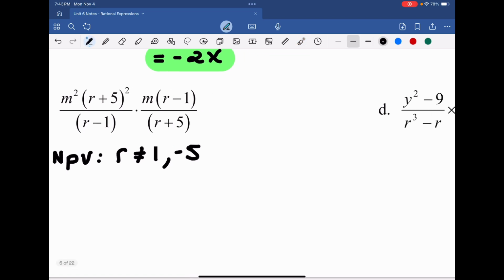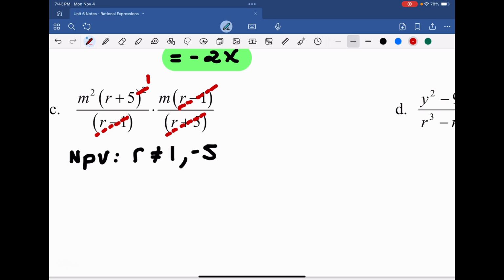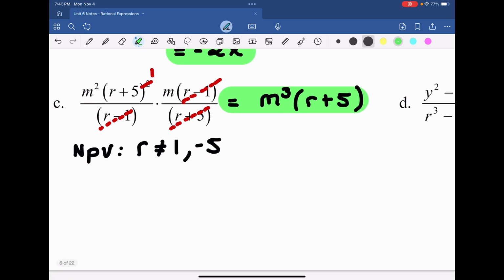Now what we want to do is do our reductions here. We can cancel out our r minus 1s because those are common between the numerator and denominator. We can cancel one of the r plus 5s because we have 1 in the numerator, 1 in the denominator at least. And then with the m2 and m1, we can bring these together to make m cubed. So your final answer would look like the following. It's going to be m cubed, because m2 and m1 come together to make m cubed. And then we have r plus 5 as our final answer. There it is. Now, this doesn't have a denominator, which makes it even more important that we stated our NPVs before we did our cancellations.